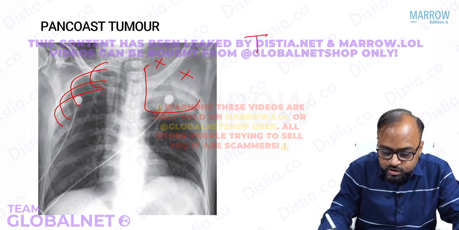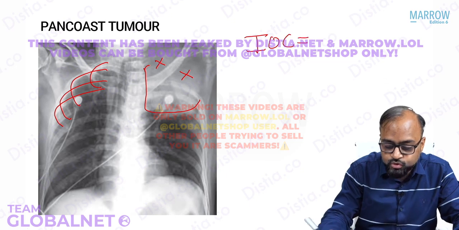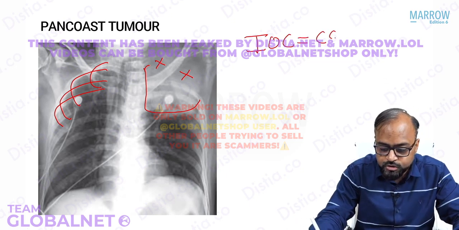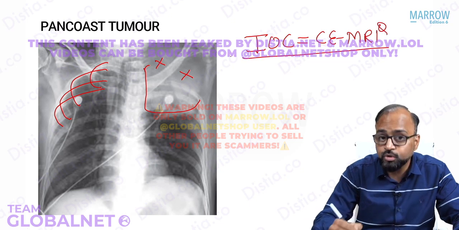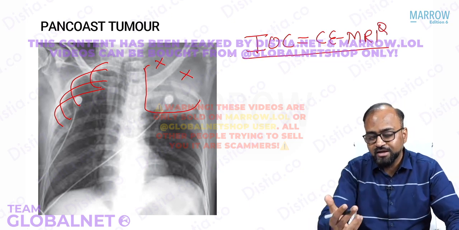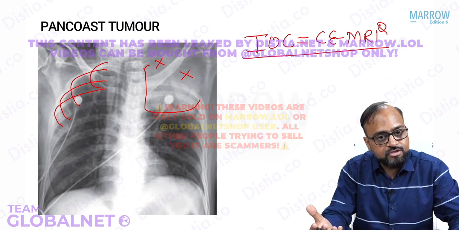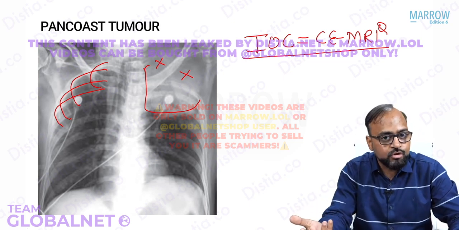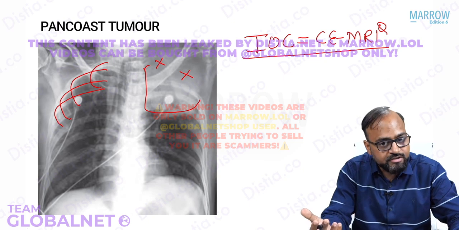The investigation of choice for Pancoast tumor, we have discussed before also, is contrast enhanced MRI, because we want to look for neural invasion into the cervical sympathetic ganglia, into the brachial plexus nerve roots, and MRI has a much better soft tissue contrast resolution and therefore it is better seen.